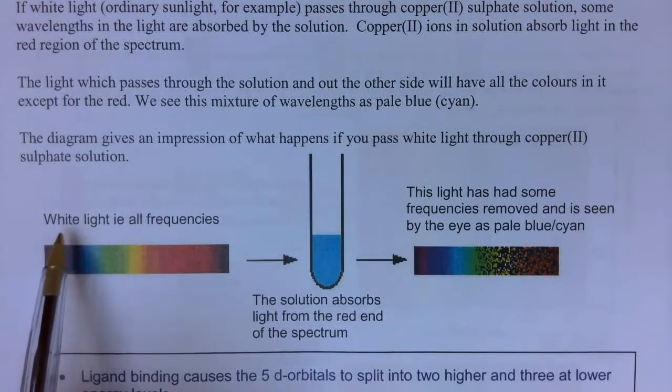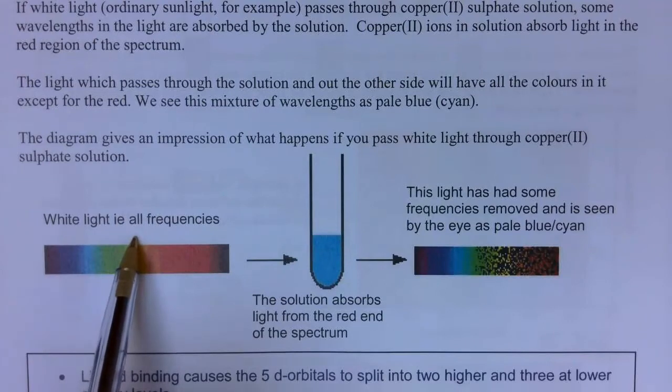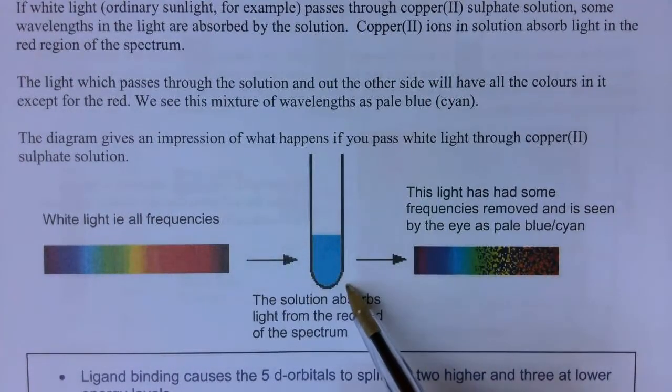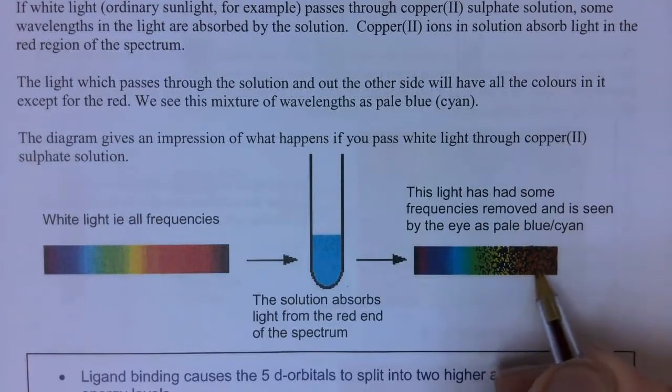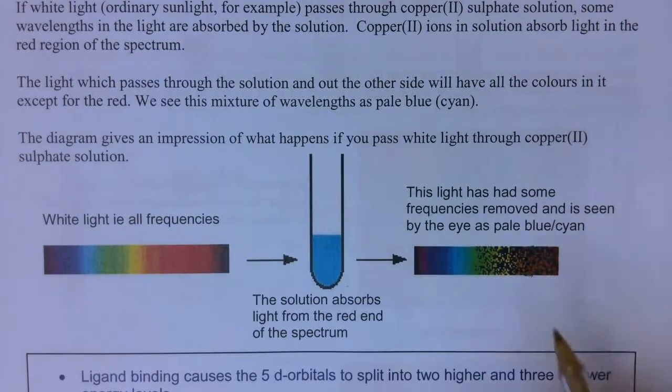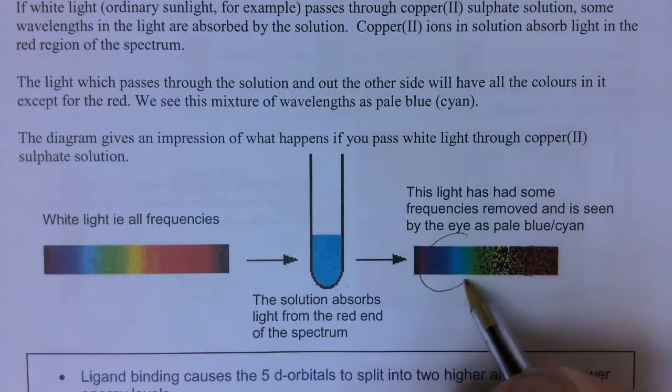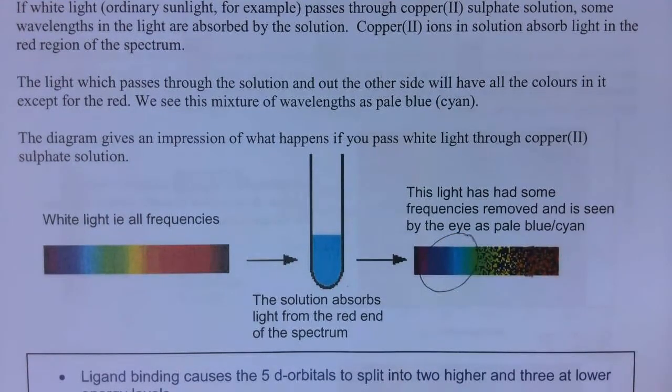White light, which contains all the different frequencies, if we pass that through our solution of copper sulfate, it will absorb light from the red end of the spectrum. So this part of the spectrum is being absorbed by the blue solution. And the colour we see is this end, the part of the spectrum which is not being absorbed. So the reason that copper sulfate is blue is because it is absorbing red light. We need to understand why that is.